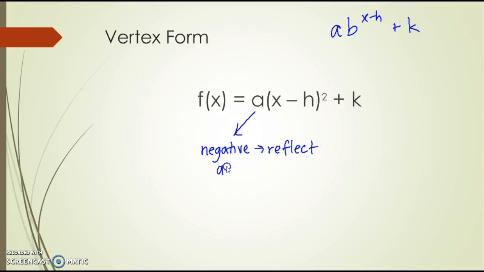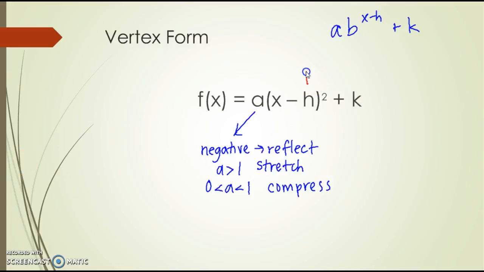And then a can be bigger than 1, or it can be between 0 and 1. If it's bigger than 1, we're making the graph skinnier, and we call that stretching. If it's between 0 and 1, it's getting fatter, so we're compressing. Now remember, that is always stretching or compressing vertically. So you're either pulling up on it, making it skinnier, or you're pushing down, making it flatter.